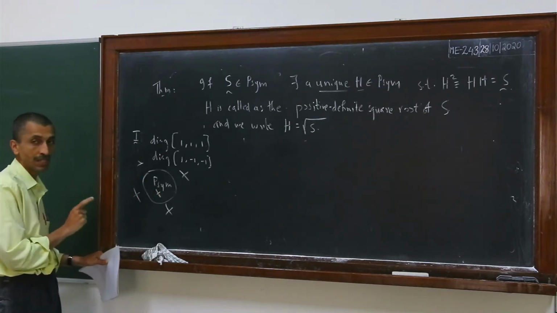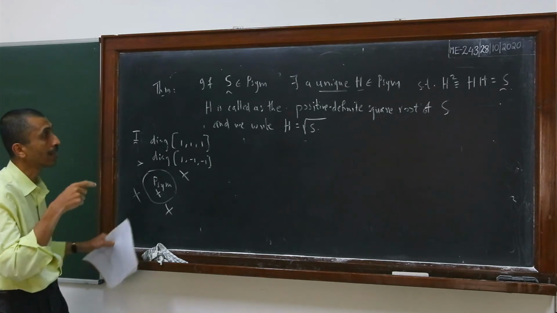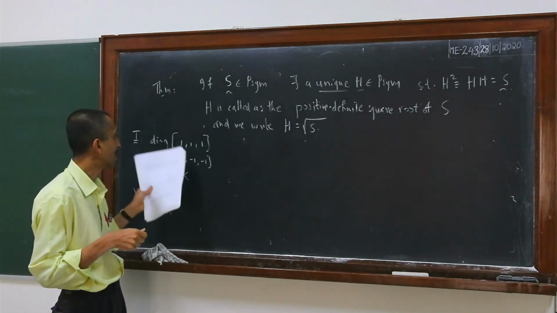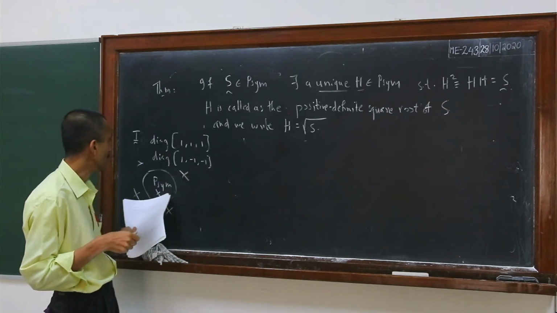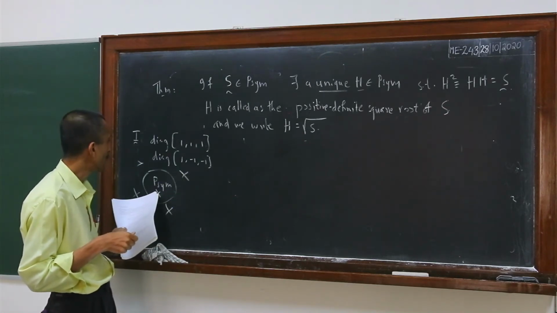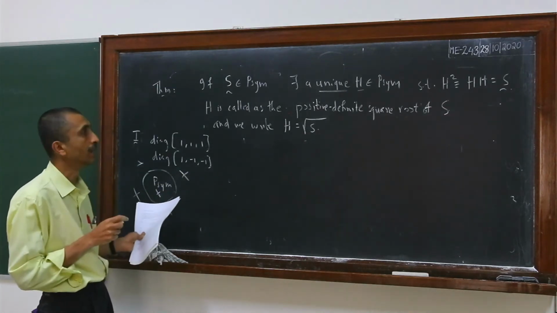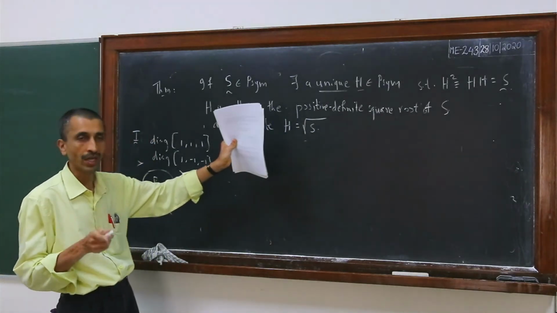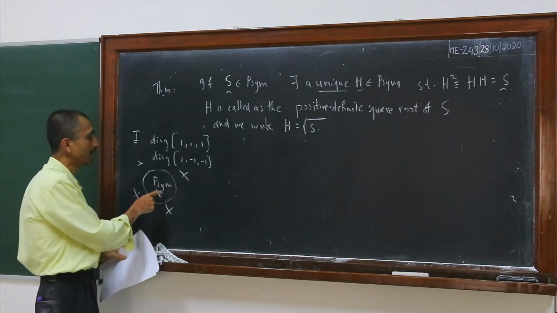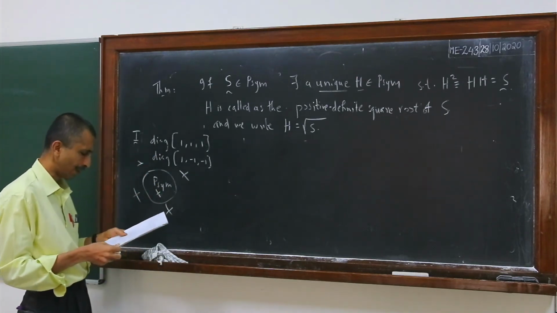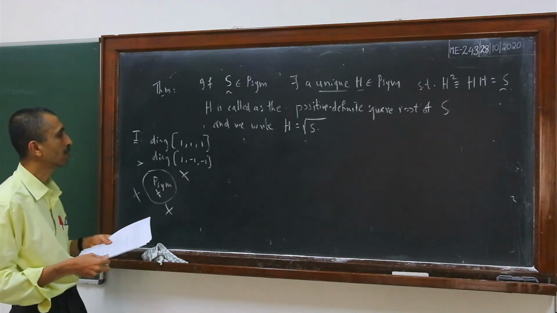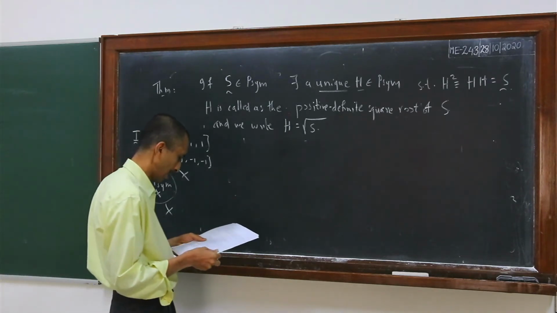Square root in Psym. So this uniqueness is to be interpreted in this particular way: although there are many square roots, there is only one square root which lies in Psym. So the uniqueness doesn't mean that there is only one square root. Uniqueness means that there is only one square root in Psym. So that is the correct way of interpreting this particular theorem. Now let us try to prove it.